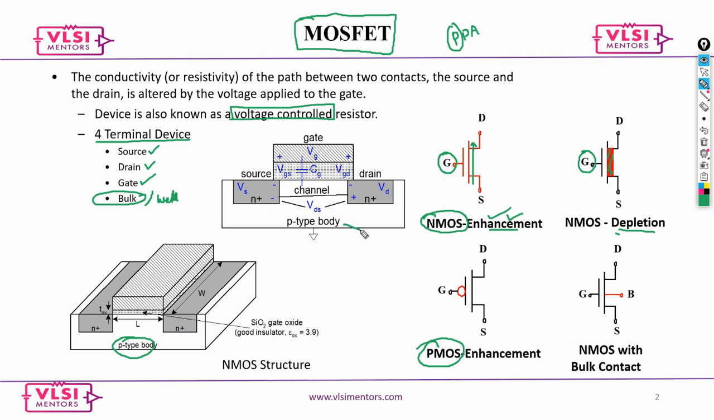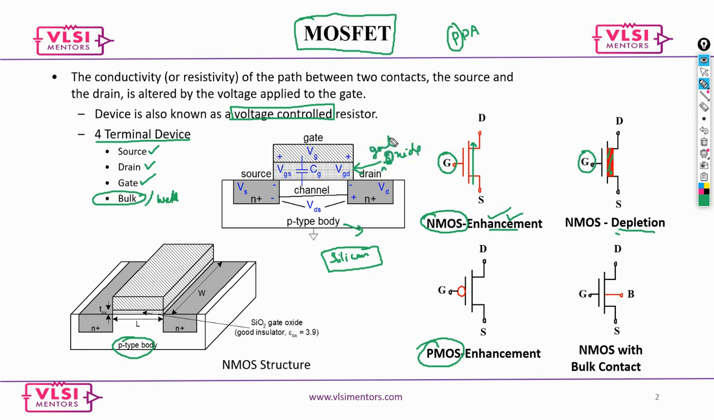So what is this actually? When we say P-type body, what is it? So it is basically silicon. Okay, it is basically silicon, and then after the silicon you have something called the oxide, gate oxide.